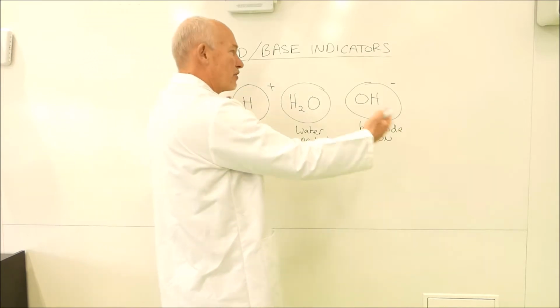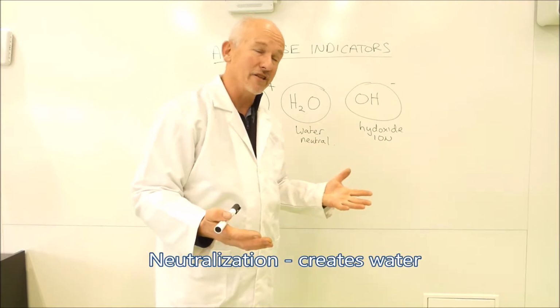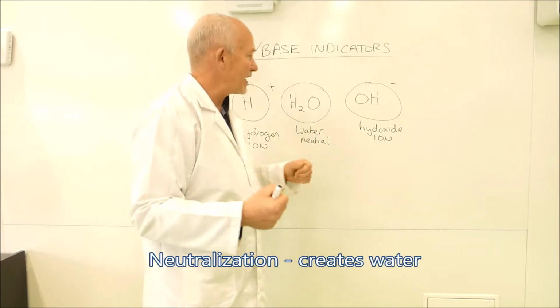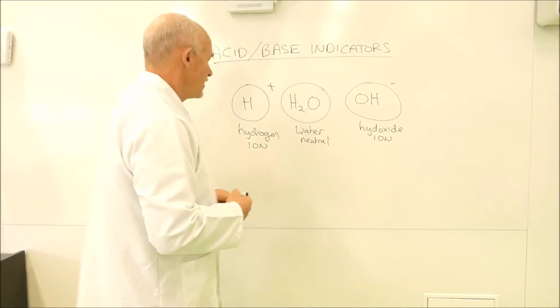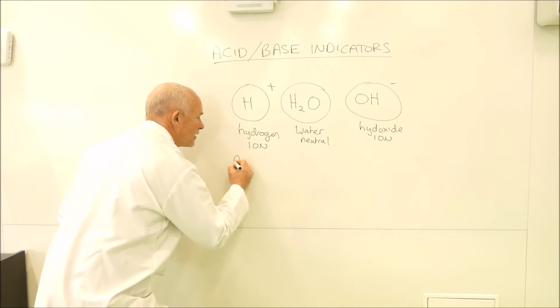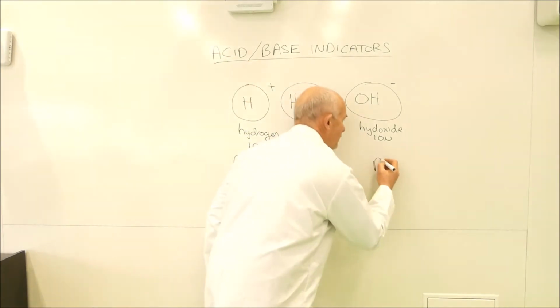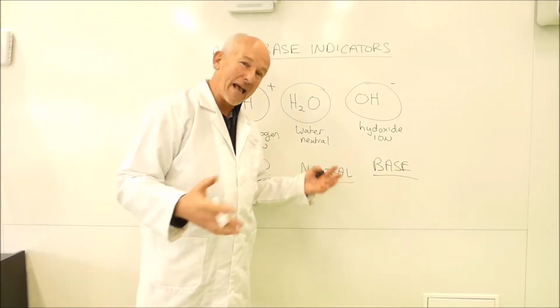And if you combine the two together in the middle, what they call neutralisation, if you put equal amounts of hydroxide and hydrogen ions together, you end up with water, which is neutral, which is why you can neutralise acids. So this is the acid side, this is the base side, and this is the neutral. That is the basic explanation of what acids and bases are.